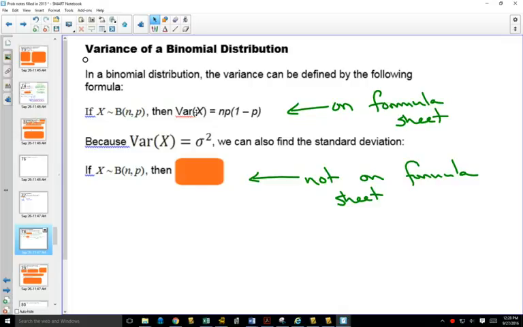Variance is a measure of how far things are away from the average. So data that varies more is more spread out, and data that varies less is less spread out. Now, anytime you have a binomial distribution, there's a very simple formula for the variance. It's just your number of trials times your probability of success times your probability of failure, which is 1 minus p.